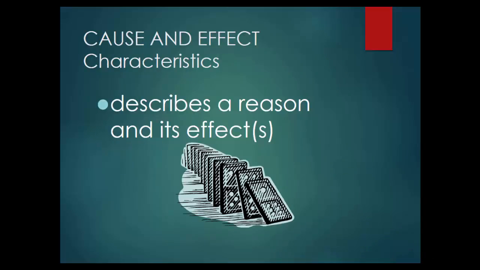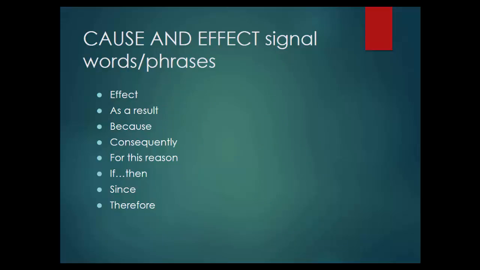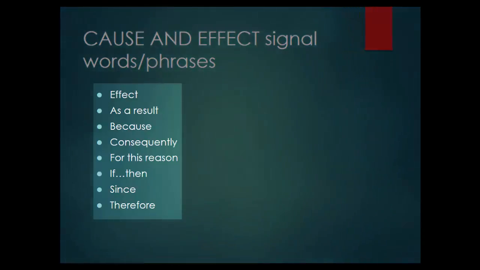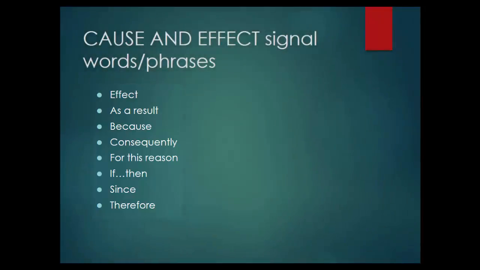The first one, cause and effect, has the characteristics that it describes a reason and its effects. It tells what happens and it tells why something happens. There's signal words and phrases. When you're reading a cause and effect text, you will see words like effect, as a result, because, consequently, for this reason, if, then, since, and therefore.